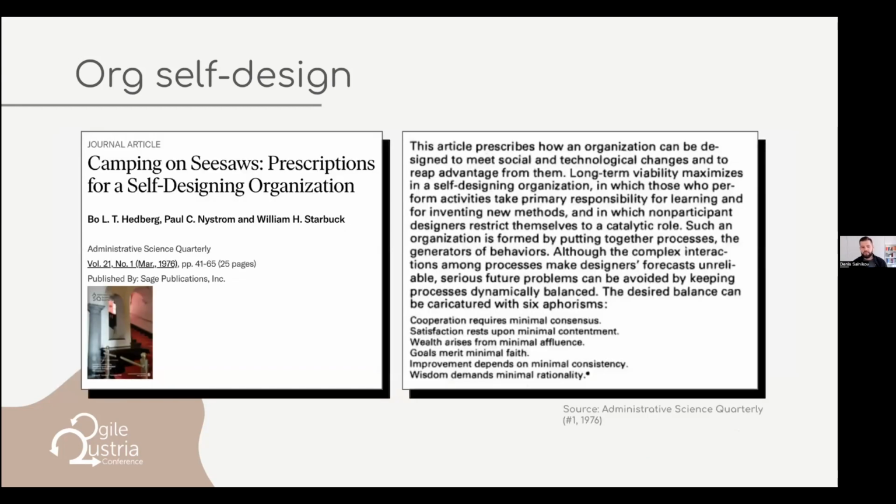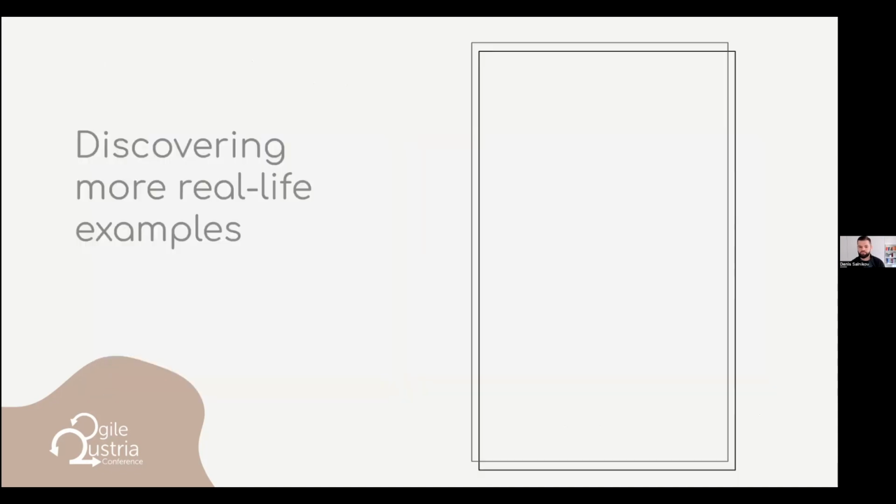And by the way, if you think this is something new, some very new idea, it's not. Here, for example, you can see the screenshot from the first issue of the Administrative Science Quarterly magazine from 1976, where they are describing the experience of self-designing the organization in one of the companies based in the United States, and also the reasoning for that.